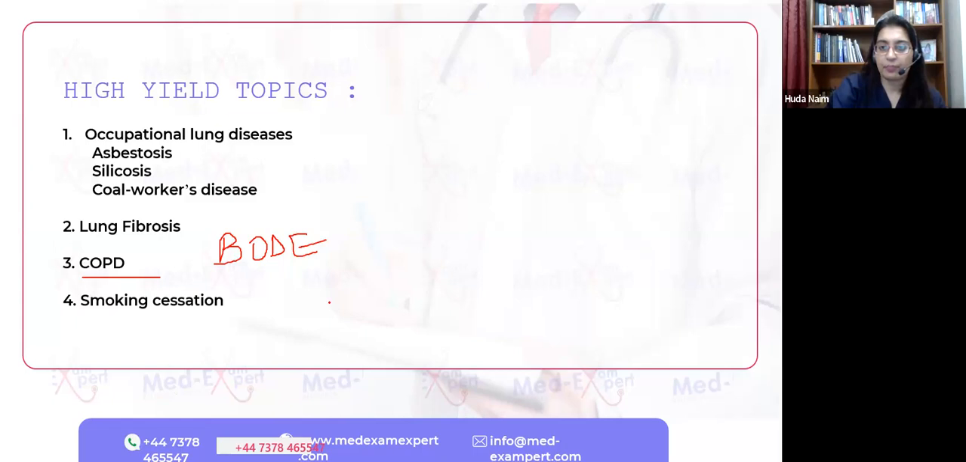And then they could have asked you about smoking cessation. What are the different ways you can ask the patient to stop smoking? What are the different medications that you could use? Anything of that sort. Whenever you come across any question regarding a particular topic, always keep in mind what are the different ways in which you could have been asked this question. The scenario, the vignette could have been the same, but the question stems could have been different.